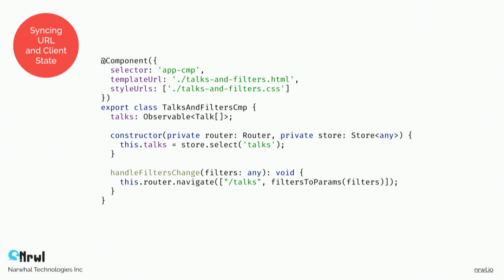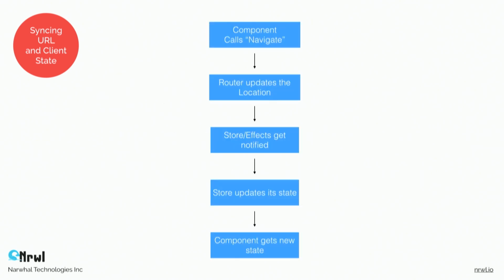I'm going to listen to talk changes in the store. The store will give me an observable, and every time an array of talks changes, I'm going to get a new copy of that array, which I'm going to display. Very, very simple. So this is the series of steps we'd like to have.